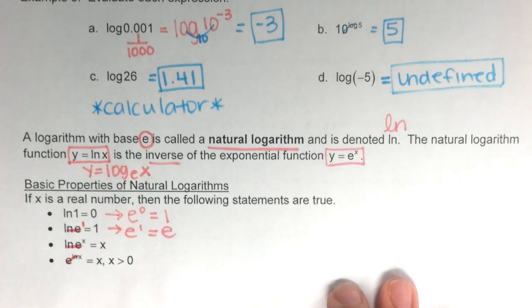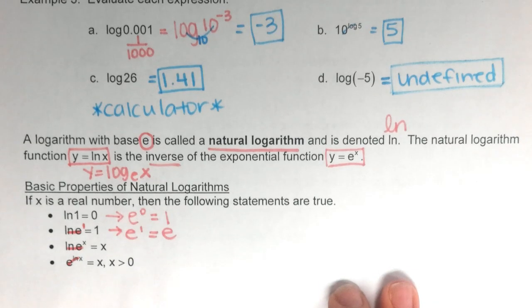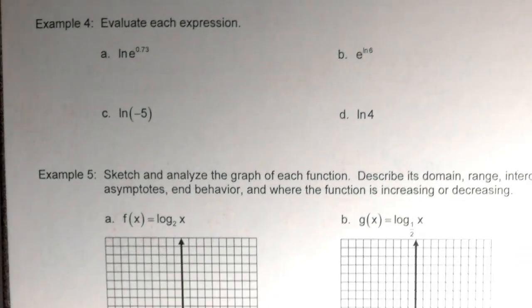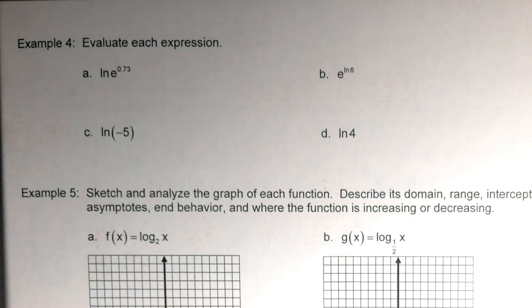I want you to turn your paper over and do A, B, and C. Go. I'm going to give you 30 seconds. A, B, and C. Time's up.